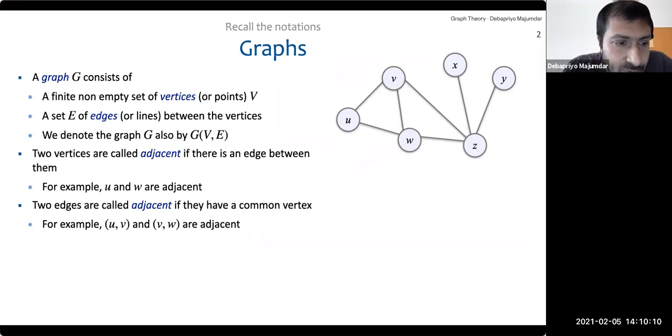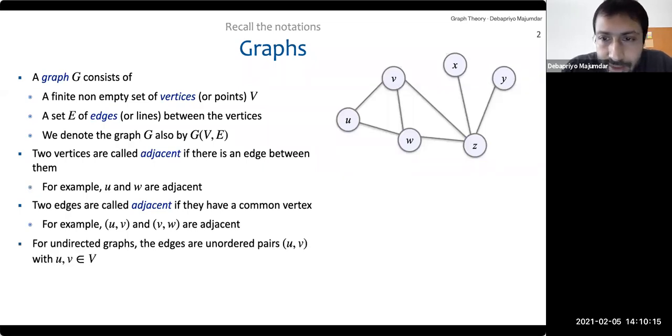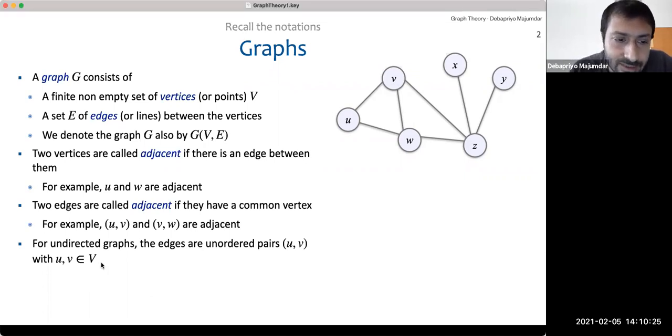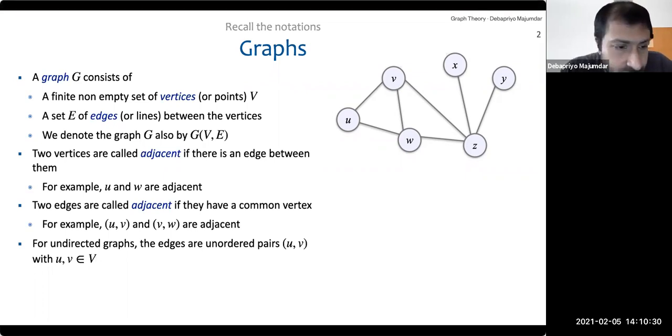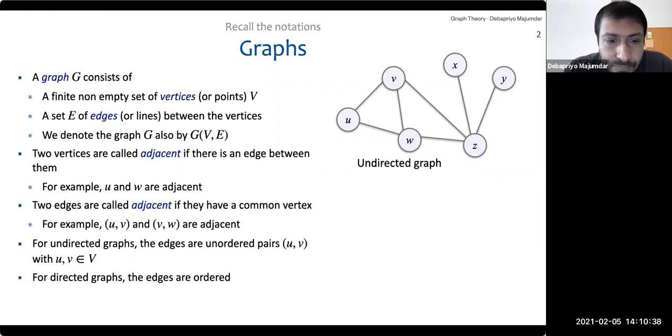So these are the things you know, and the graph I have drawn here is actually an undirected graph. One can think of the edges as unordered pairs UV, where U and V both belong to the vertex set. So UV and VU will mean the same because it's an undirected graph. Of course, we will not see directed graphs for most of our course, but just to know that for directed graphs, the edges are actually ordered.